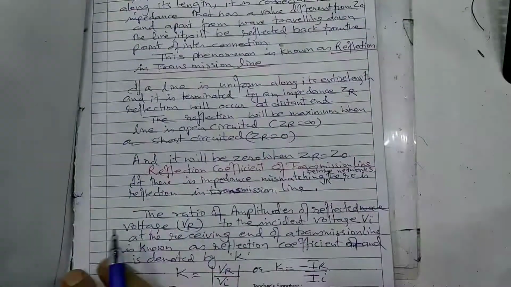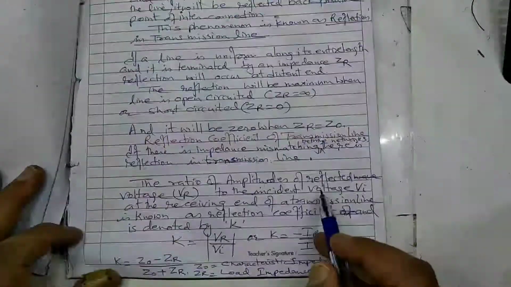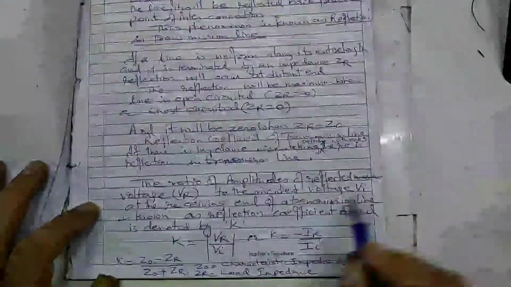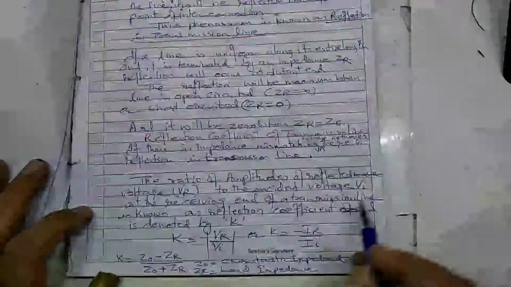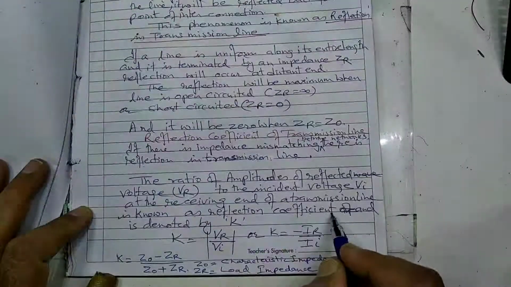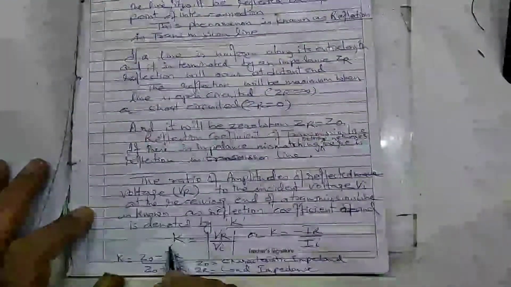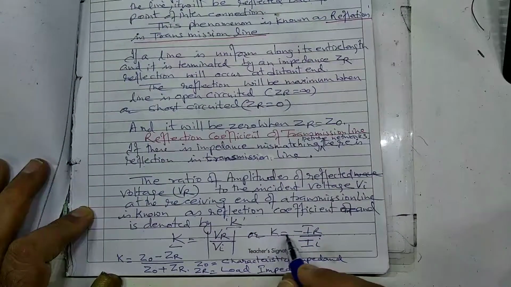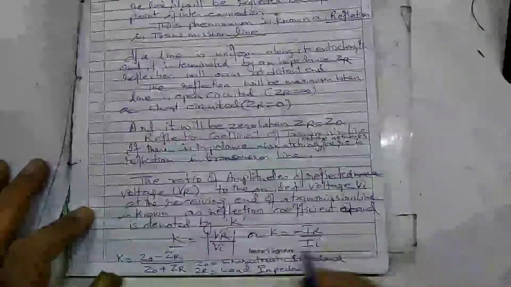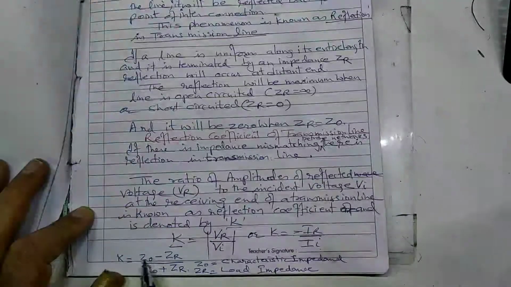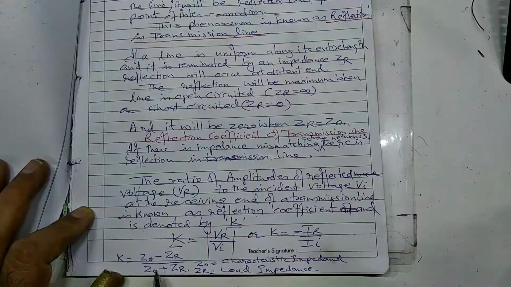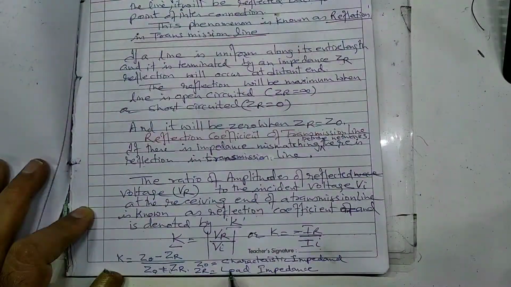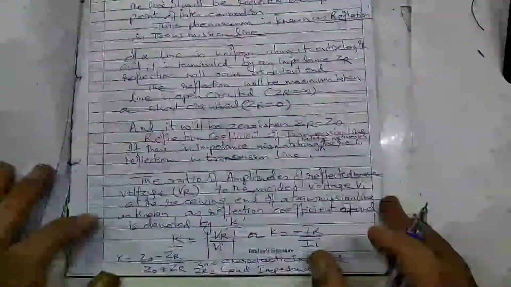The ratio of amplitudes of reflected voltage VR to the incident voltage VI at the receiving end of the transmission line is known as the reflection coefficient. It is denoted by K, where K is equal to the amplitude of VR by VI, or K is equal to minus IR by II. K is also equal to (Z0 minus ZR) divided by (Z0 plus ZR). Z0 is the characteristic impedance and ZR is the load impedance.